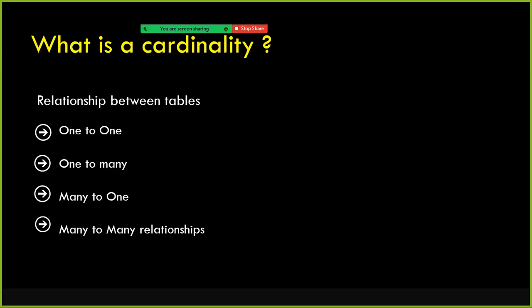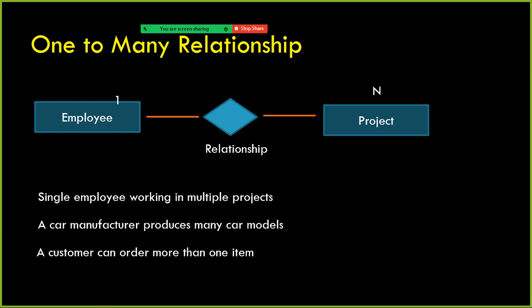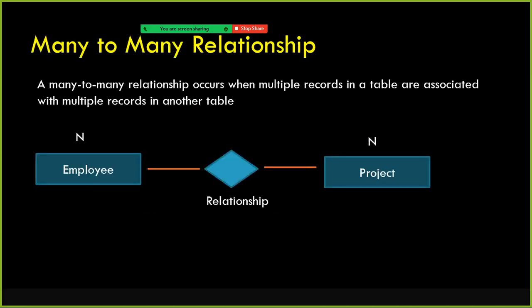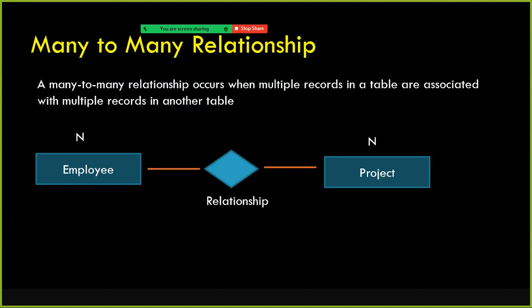many employees can work on a single project. And many-to-many is something like customers and products. A customer can order multiple products. A product can be purchased by multiple customers. A single product can be purchased by multiple customers. A single customer can purchase multiple products. A single employee can work on multiple projects. A project can have multiple employees in it. These are the examples for many-to-many relationship.